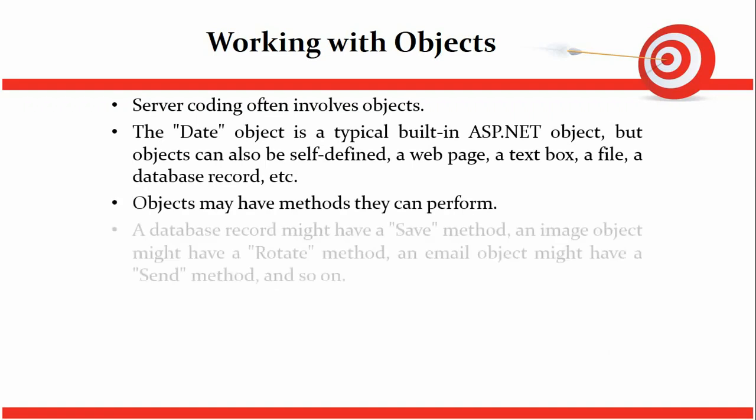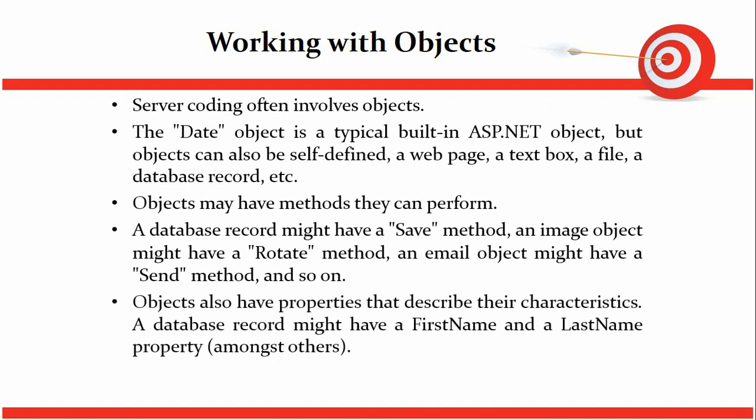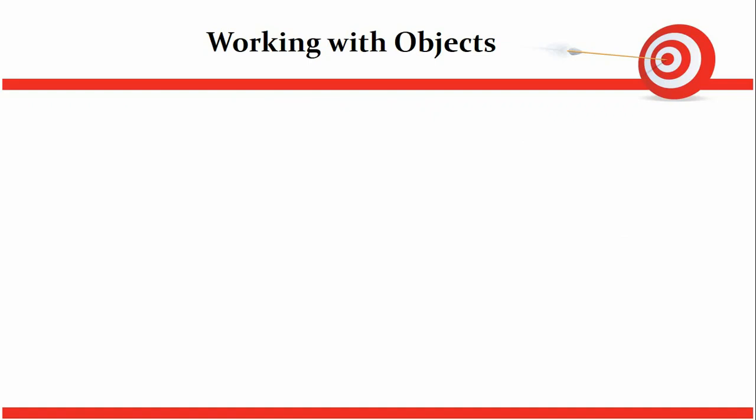Okay, they can have methods that they can perform. It can have a save, it can have a rotate, it can have a send. There are a lot of objects that might have a lot of methods, which I hope all of you know. They also have properties. This is object-oriented programming, which you already know. I'm not going to take much time on it.